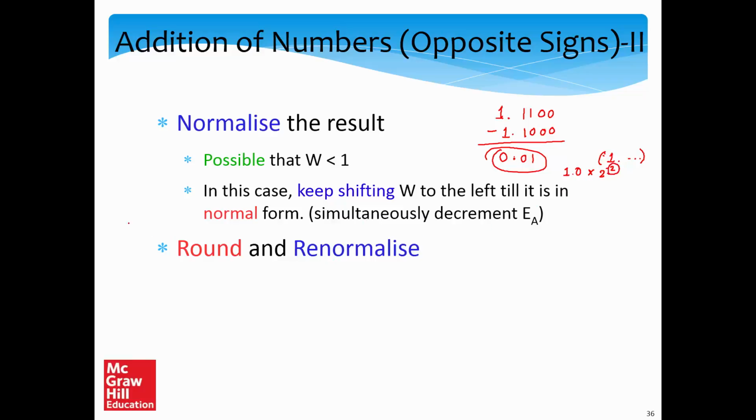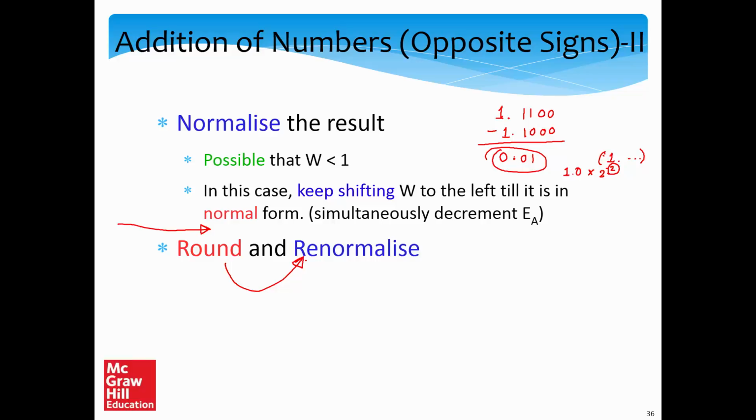After that, the rest of the procedure is the same. We need to round numbers. Rounding in this case is not really required, because if you are shifting to the left, then we are essentially shifting in zeros. But otherwise, it might be required, especially if the exponents are the same and some bits are remaining. So we need to round and renormalize.